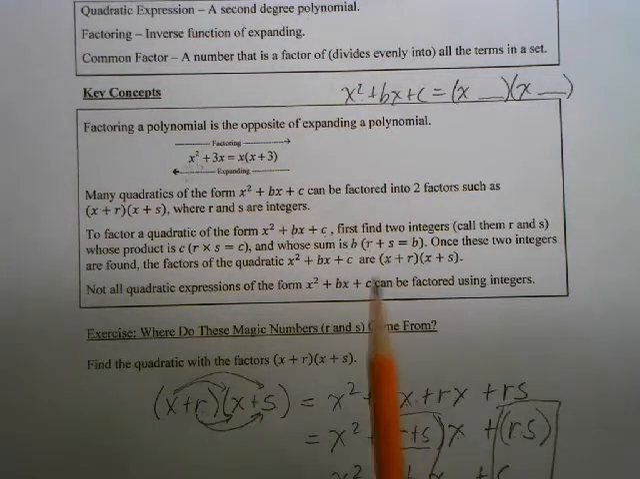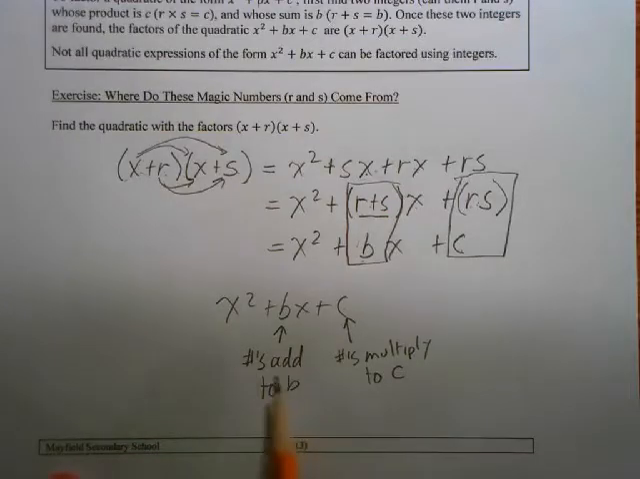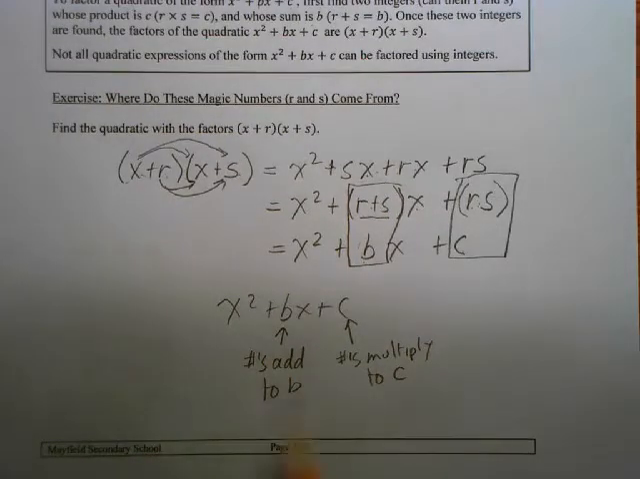All right, one of the cool things about finding these 2 magic numbers is that there's only one possible combination. We won't ever find 2 different pairs of numbers that both multiply to c and add to b. So once we find that combination, that's it. Those are the 2 numbers we're looking for.